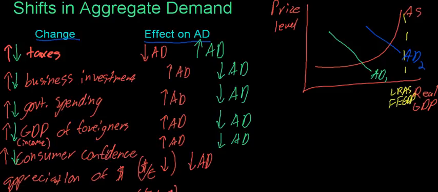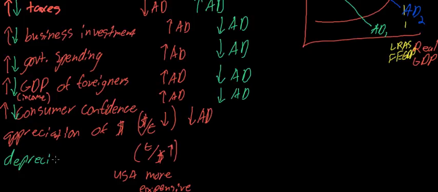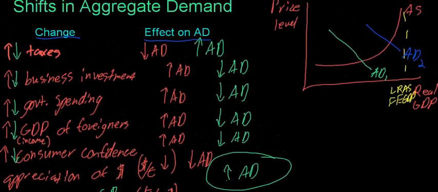So if there is a depreciation of the dollar, then that will lead to an increase in aggregate demand. And that's because the depreciation of the dollar makes the USA, the American-made goods, cheaper. And since they're cheaper, more people are going to want to buy them, and that will lead to an increase in our aggregate demand.